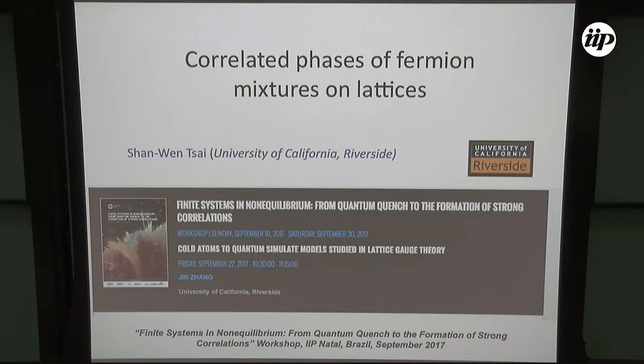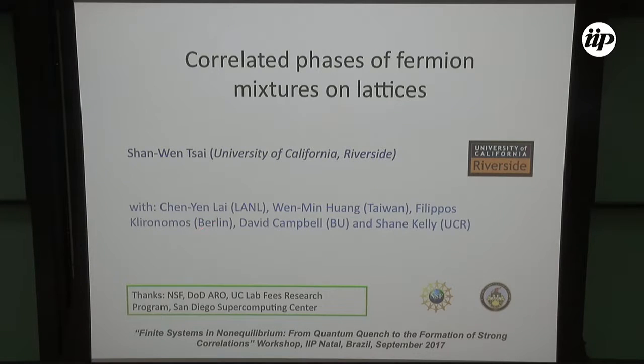For this talk, the work is done in collaboration with Chen Yan Lai, who was a graduate student in my group and is now at Los Alamos. Wanming Huang, who was a postdoc in my group and is now a professor in Taiwan. Filippo Scrironomus, who was a postdoc in my group and now is doing research at the Max Delbruck Center in Berlin. David Campbell from BU is a longtime collaborator, and Shane Kelly is a current graduate student.